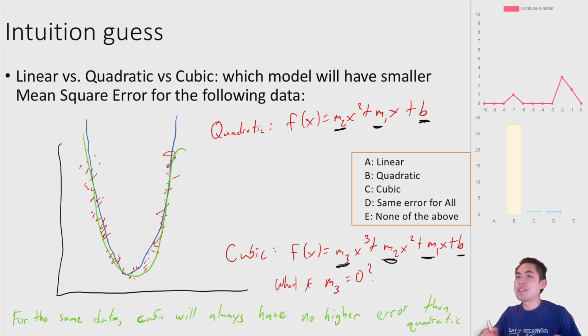Someone's asking, why isn't the answer D? Well, the answer isn't D because the cubic might still be slightly better than the quadratic, even though this data looks like it's actually quadratic. And certainly, a linear model is not going to work here. The linear model is going to have much, much worse error.